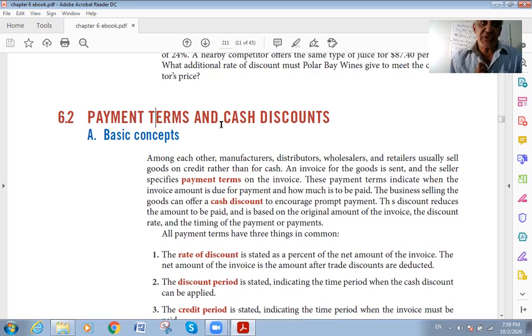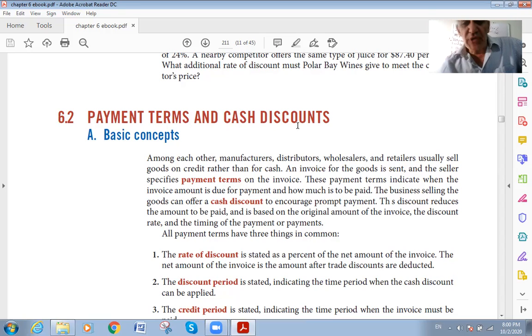Of course, the invoice: who sends the invoice to whom? The invoice is usually sent from the seller to the buyer, and the seller is telling the buyer that this is the amount you have to pay. If it includes terms of delivery and terms of payment, that's fine. So our topic today is terms of payment, or payment terms, and cash discounts.